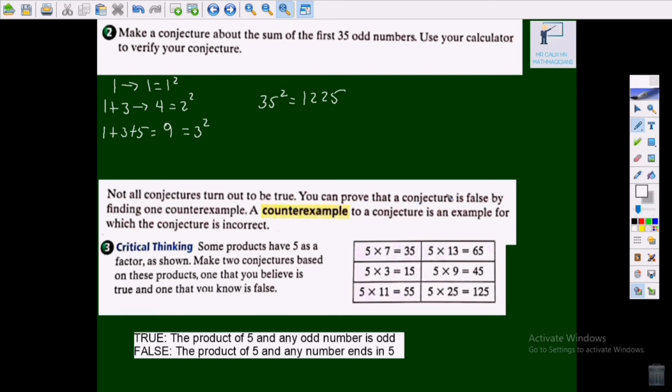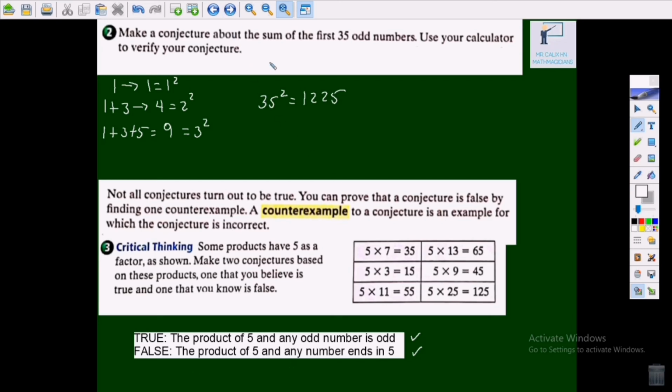Then it says, not all conjectures turn out to be true. You can prove that a conjecture is false by finding one counterexample. A counterexample to a conjecture is an example for which the conjecture is incorrect. And you have an example here. It says some products have 5 as a factor as shown in the figure. Make 2 conjectures based on these products, one that you believe is true and one that you know is false, and you have the 2 examples here. Your answers may vary. The true one says that the product of 5 and any odd number is odd, and the false one says that the product of 5 and any number ends in 5.